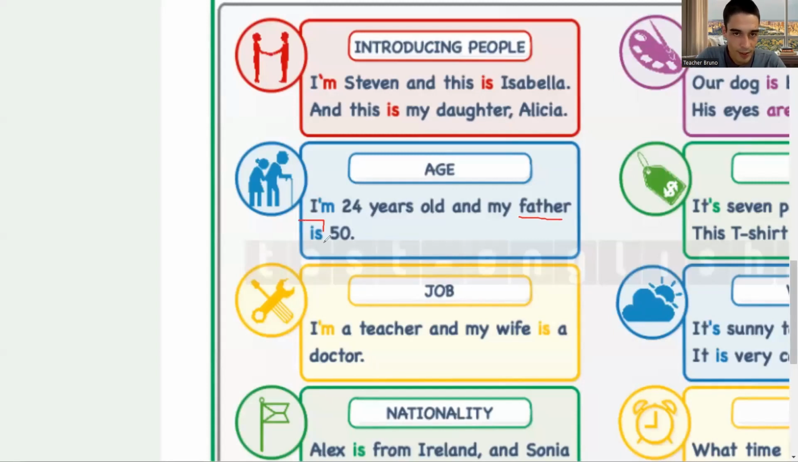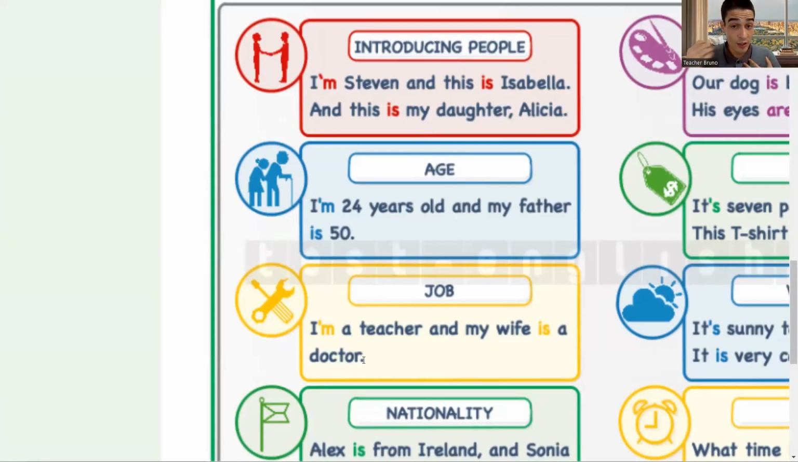Singular is, plural are. Imagine two twin brothers. They are, or simply they're. They're 10 years old. They're 20. They're 30. This is plural form. The next context we use the verb to be, jobs.